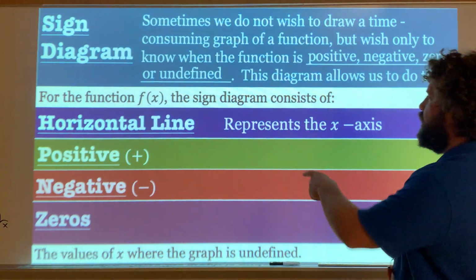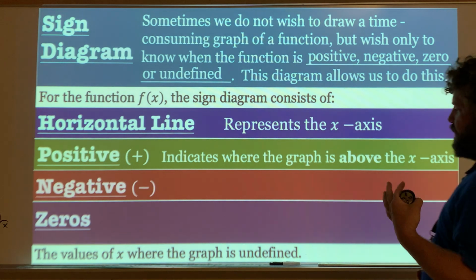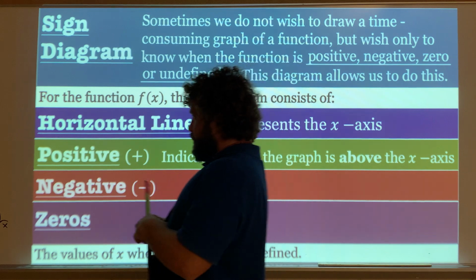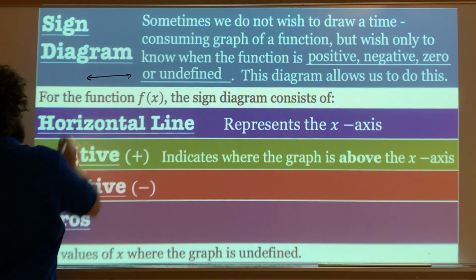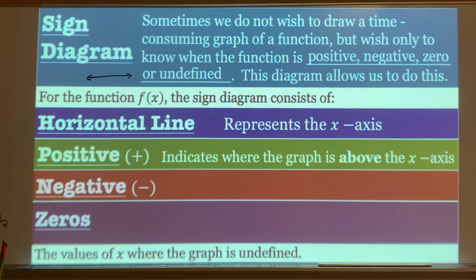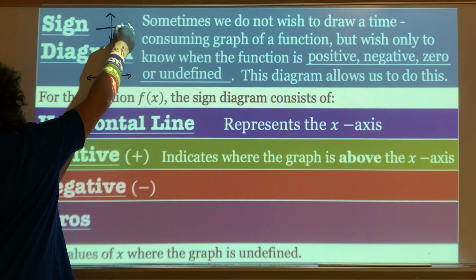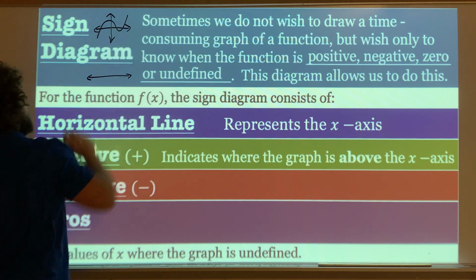Next one. Positive. So the positive portion is where the graph is above the x-axis. So if you have a sine diagram, and I'll draw a little one right here, you would first start by drawing your horizontal axis. Now every sine diagram has that axis. Now, positive is where the graph is above. So say you have a graph right here. I'm going to give you a quick rundown. All right, and your graph looks something like, I don't know, that.